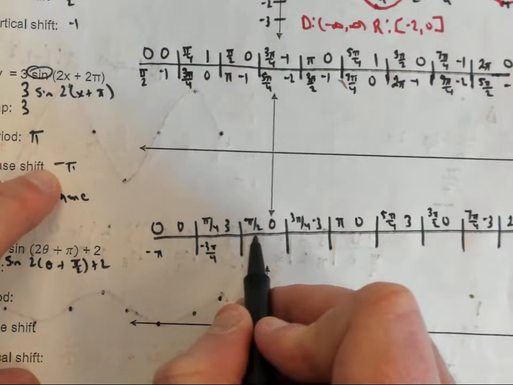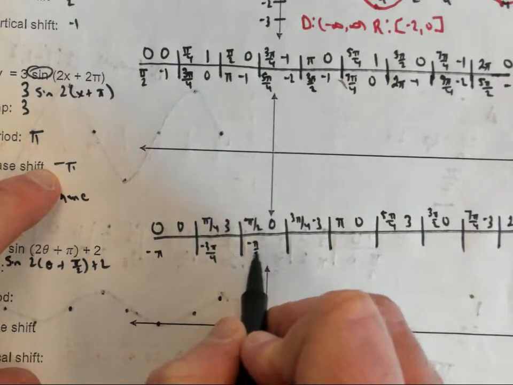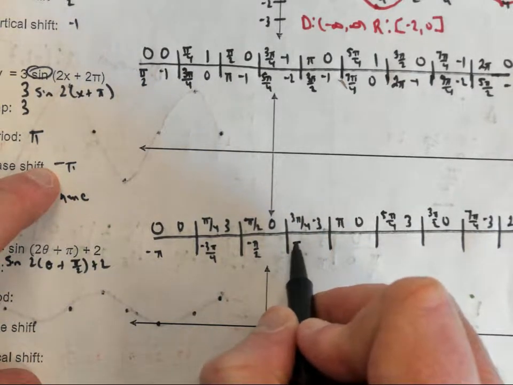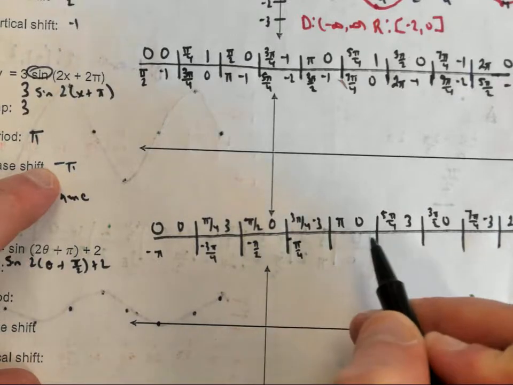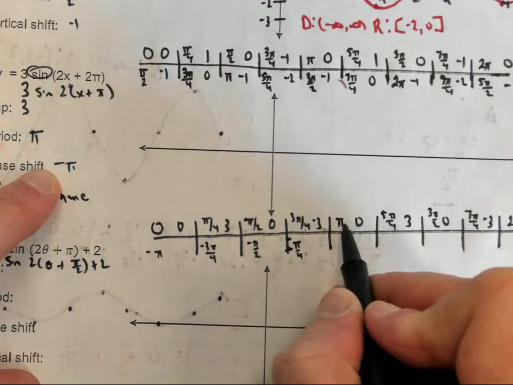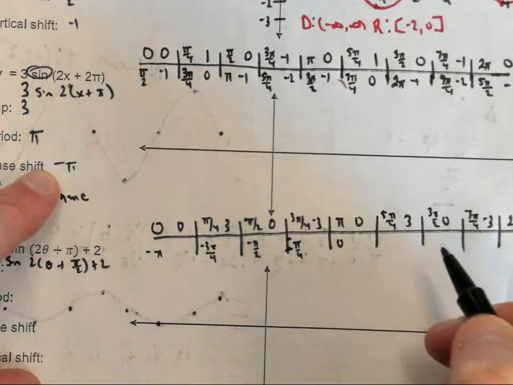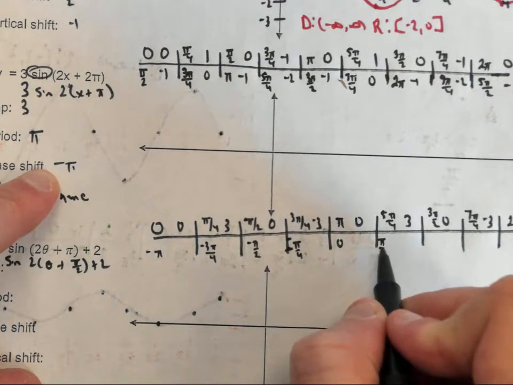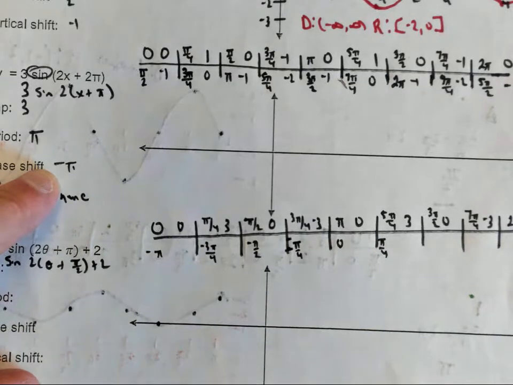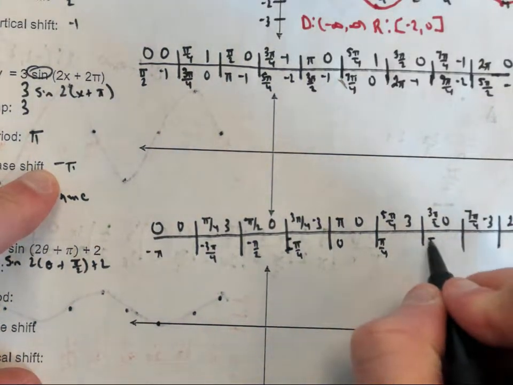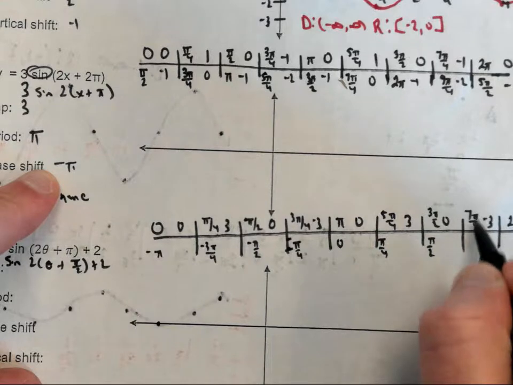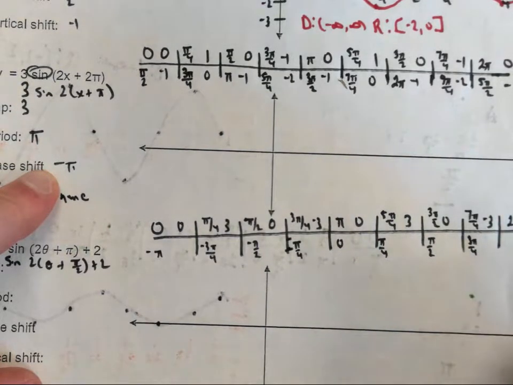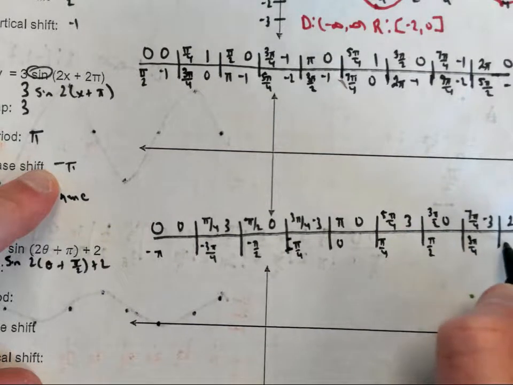Pi over 2 plus negative pi will be negative pi over 2. 3 pi over 4 plus negative pi will be negative pi over 4. Pi plus negative pi will be 0. 5 pi over 4 plus negative pi would be pi over 4. 3 pi over 2 plus negative pi would be pi over 2. 7 pi over 4 plus negative pi would be 3 pi over 4. 2 pi plus a negative pi would be pi.